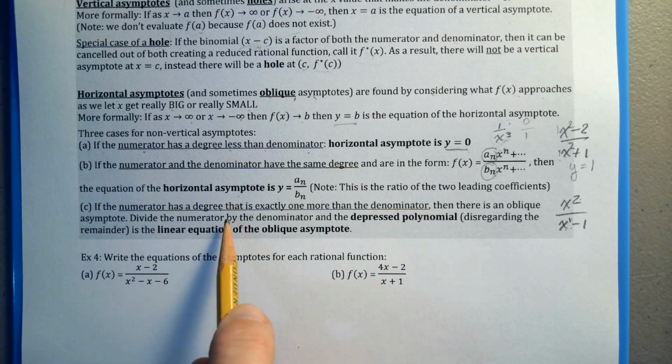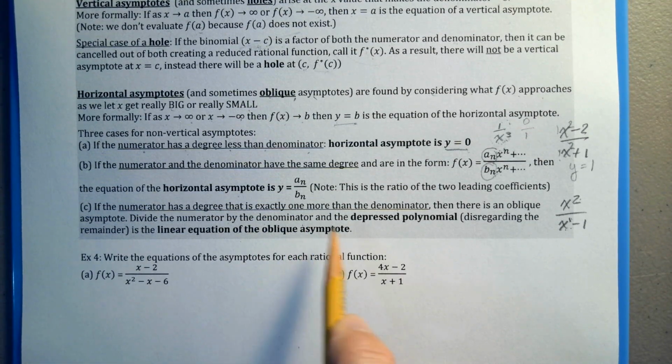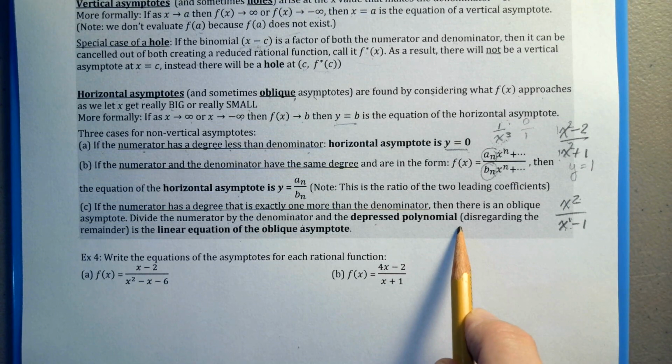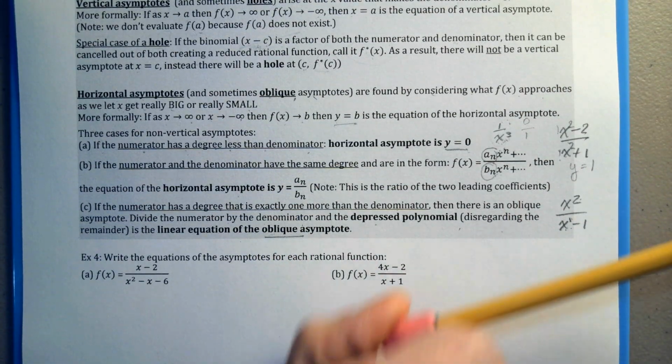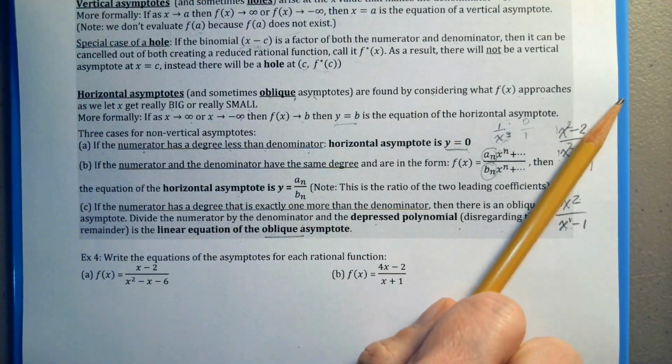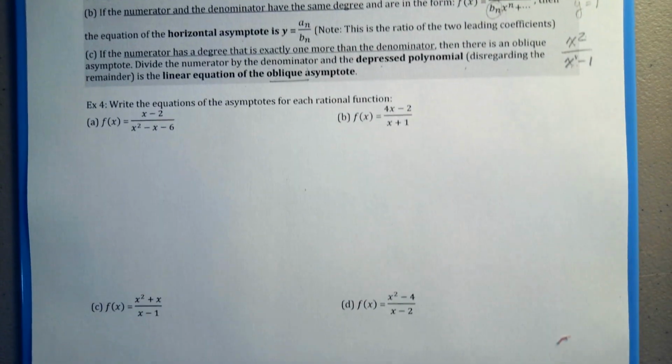All right, then we're going to divide the numerator by the denominator, using synthetic division if we can. The depressed polynomial, disregarding the remainder, is the linear equation of the oblique asymptote. So what we mean by oblique: the asymptote is not going to be horizontal, it's going to be at an angle, or oblique. Okay, so let's look at some examples.